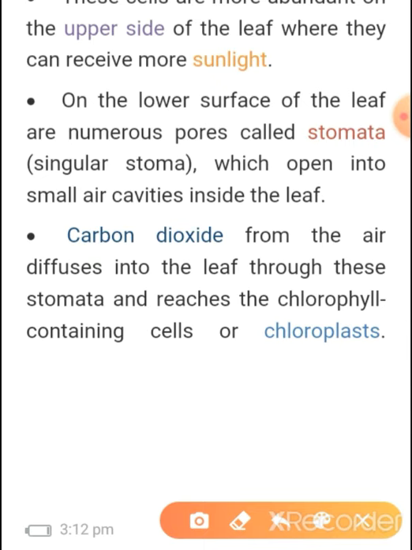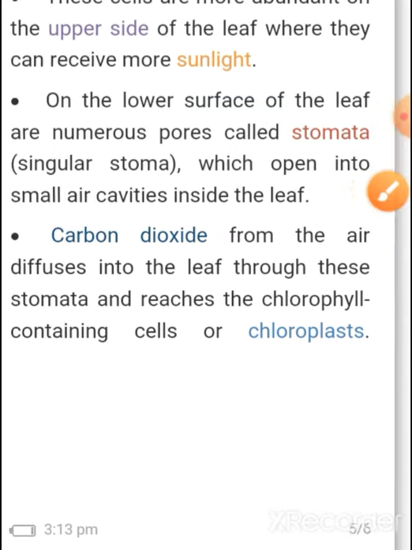Now on the lower surface of the leaf, there are numerous pores present, and they are known as stomata. Stomata open into a small air cavity inside the leaf. Carbon dioxide from the air diffuses into the leaf through these stomata and reaches the chlorophyll-containing cells or chloroplasts.